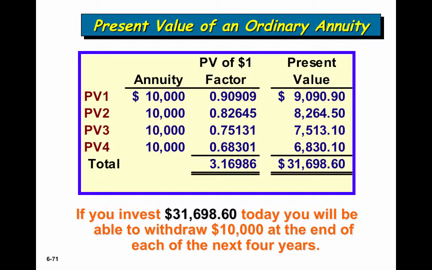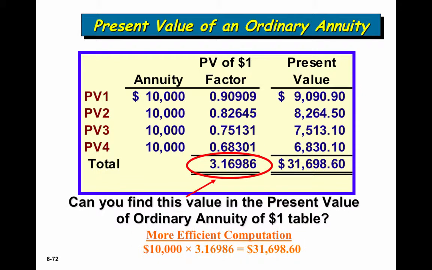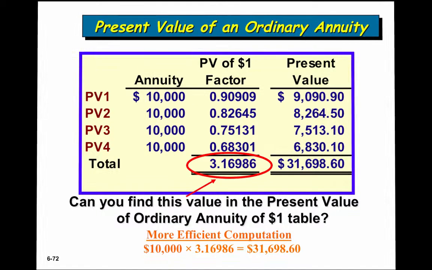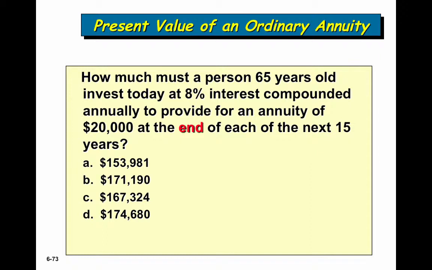So if you were to invest that amount today and to be able to receive the interest that you're expected to get, you could withdraw $10,000 at the end of each of those 4 periods. And at the end of the 4th period, that $10,000 that you would withdraw would deplete the account balance down to 0. As it says, here's the more efficient computation. This 3.16986 is the amount that comes from the table, given the interest rate and the time period that's involved. Here's another example that you can read and work through. And here's the solution.